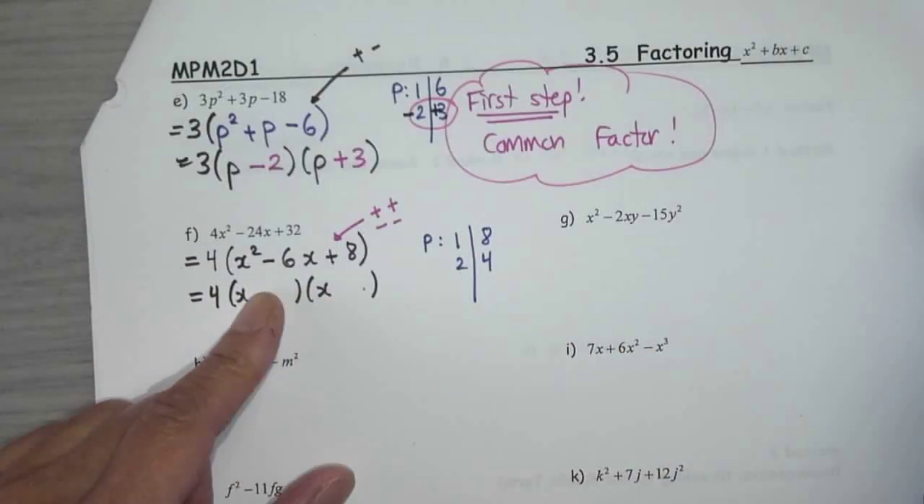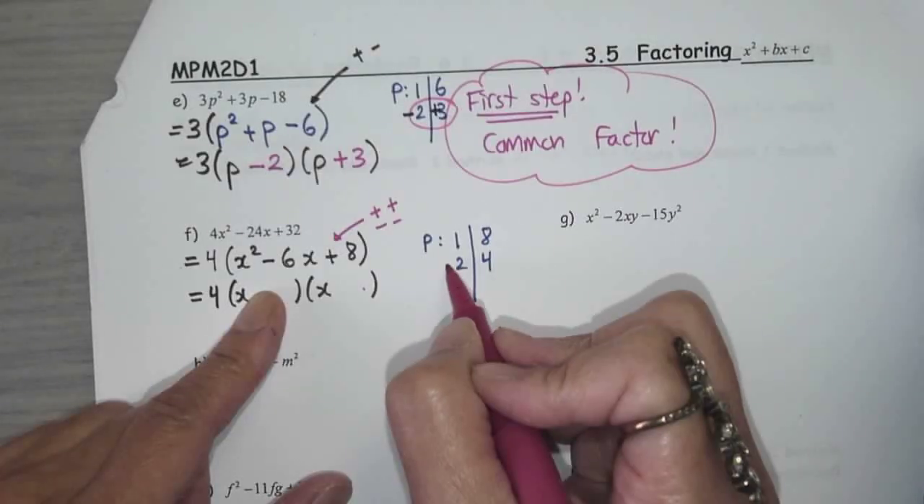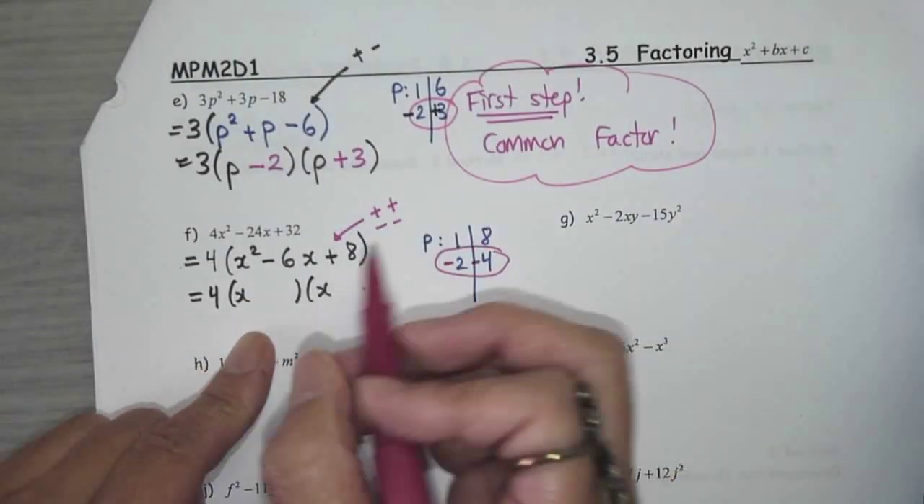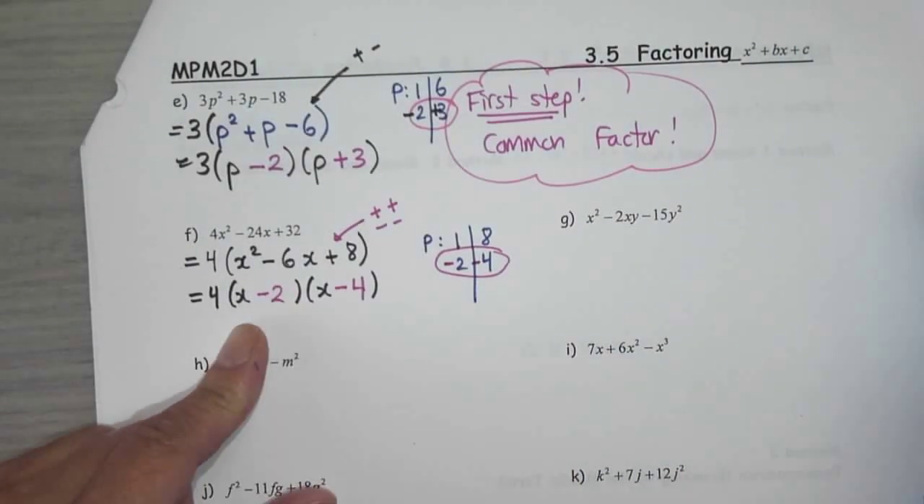It has to add to -6, and it has to be both the same sign because I have a plus. So if they're both negative here, that would be my answer: -2 and -4. And they add to negative 6.